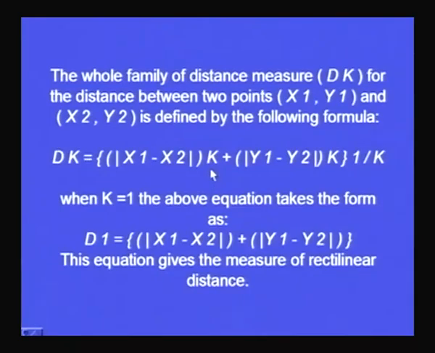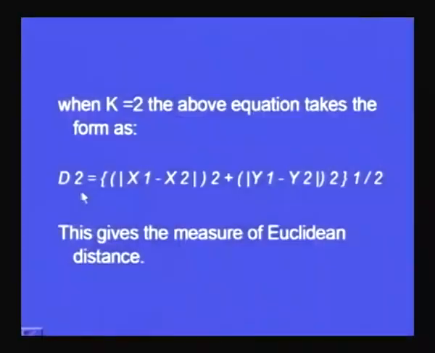Similarly, we will see how it can be transformed into a Euclidean distance equation. Now, when we put k is equal to 2, the above equation takes the form d2 is equal to the square of (x1 minus x2) plus the square of (y1 minus y2), raised to the power 1 by 2, or the whole can be divided by, we can say it is square-rooted. So, this gives the measure of the Euclidean distance.